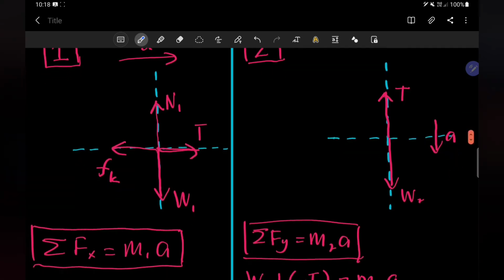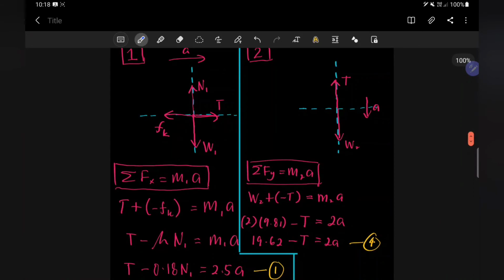From the first body, a lies on the x component, so the sum of Fx equals m1a. We got a on the x component, isn't it? A is directed to the right, so force to the right is positive, to the left is negative. So T plus negative F_k, or T minus F_k, equals m1a.